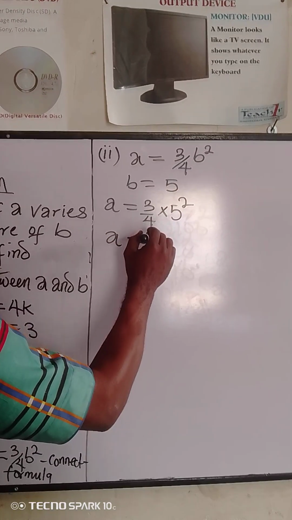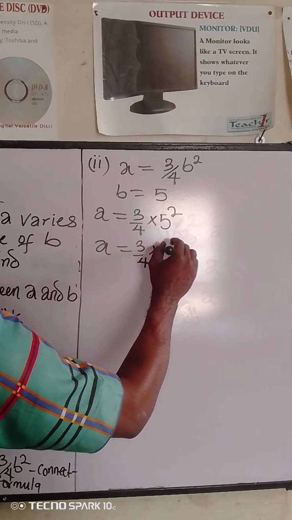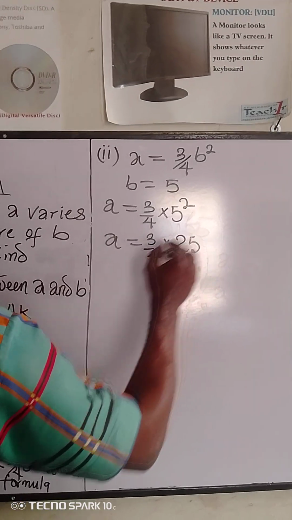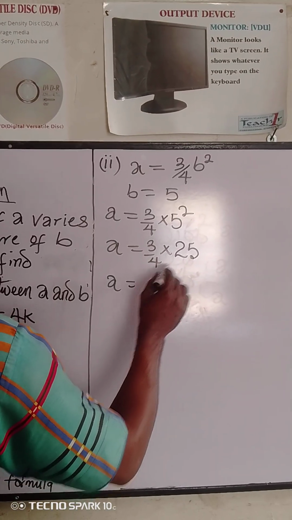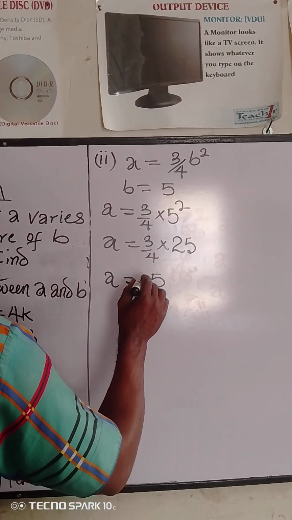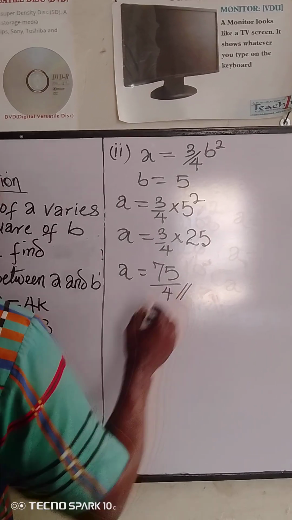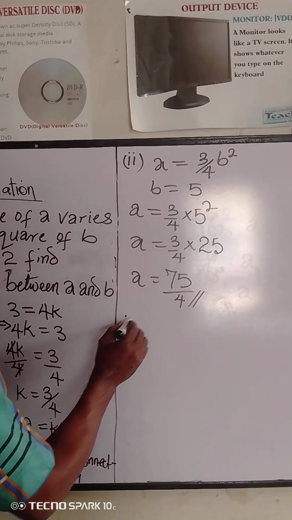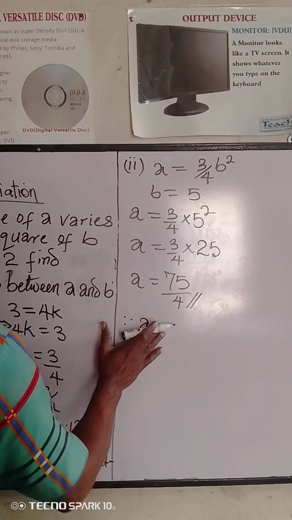A equals 3 over 4 times 5 squared, which is 5 times 5, which is what? 25. So A is equal to 3 times 25 over 4. 3 times 5 is 15, 3 times 2 is 6, plus 1, that is 75 over 4. This is the value of what? A. Okay, you can leave your answer like this.